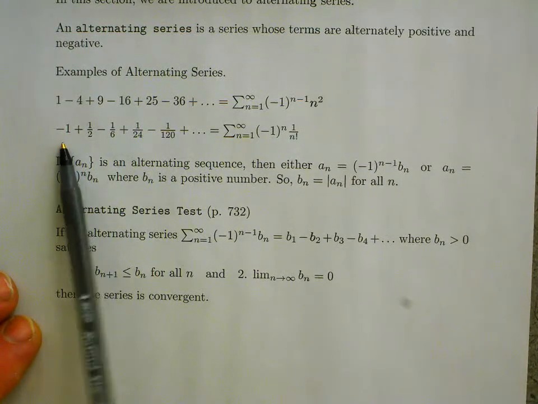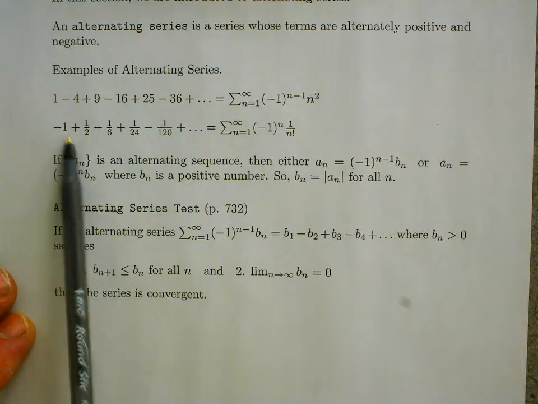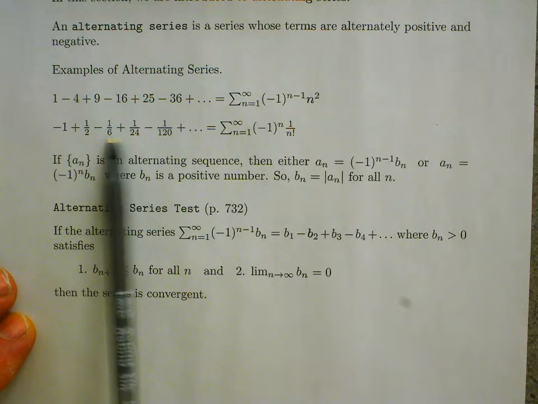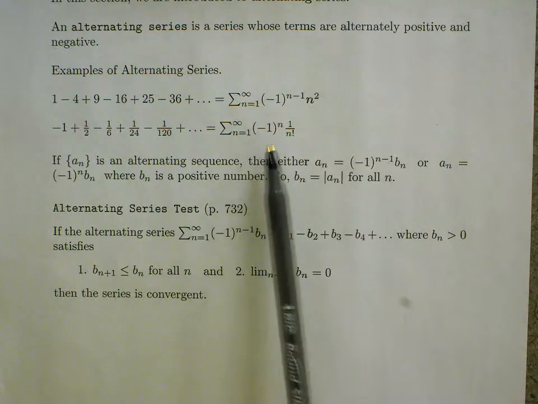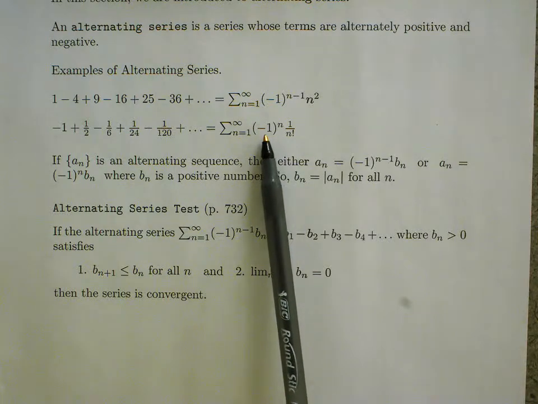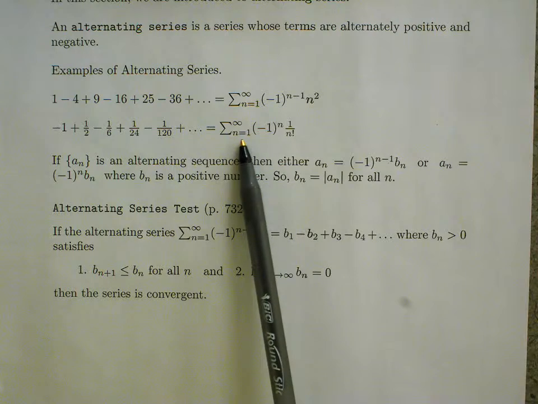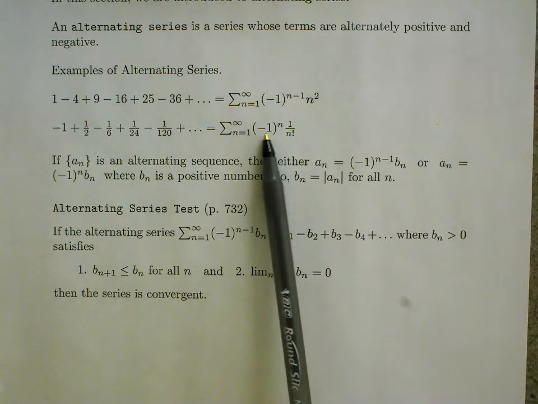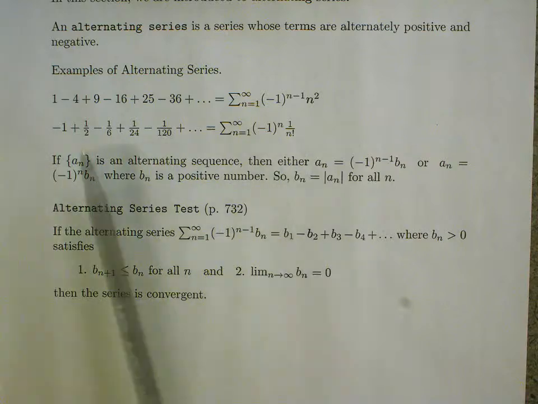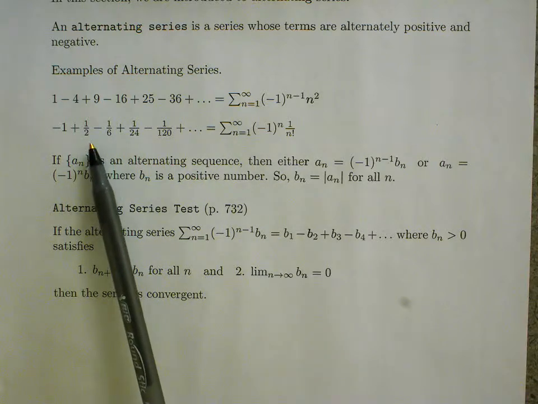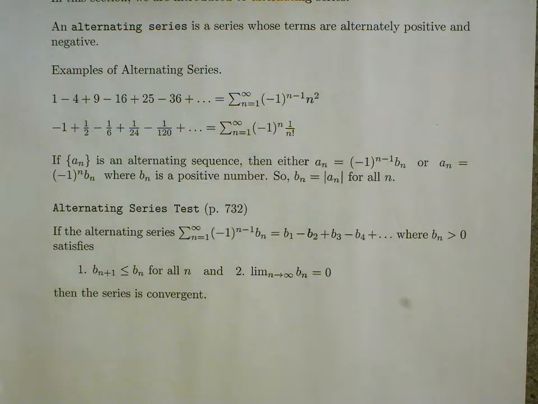Okay, in this other series, the first term is negative. So it's negative 1 plus 1/2 minus 1/6 plus 1/24, and so on. So this time, we use negative 1 to the n. And you can see when n is 1, negative 1 to the first is negative. And then the other terms are determined by 1 divided by n factorial.